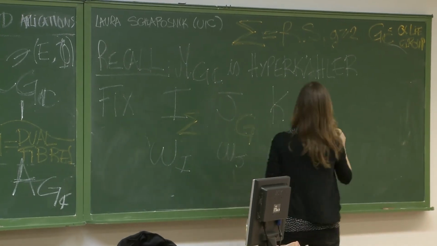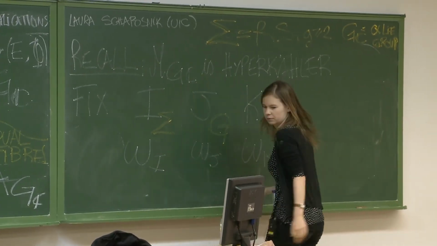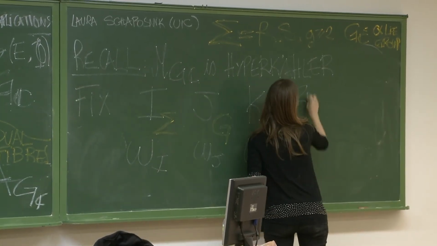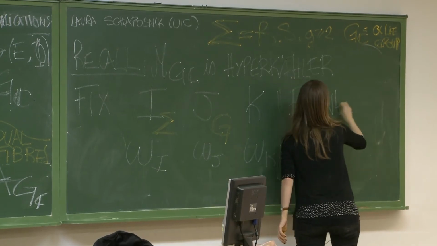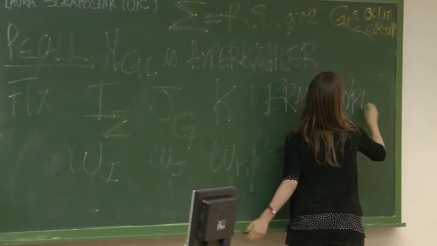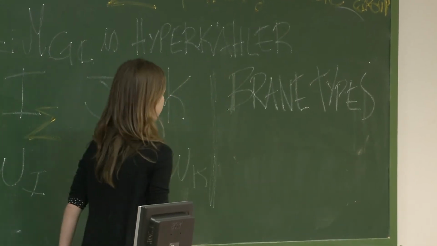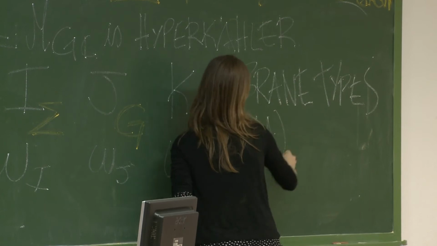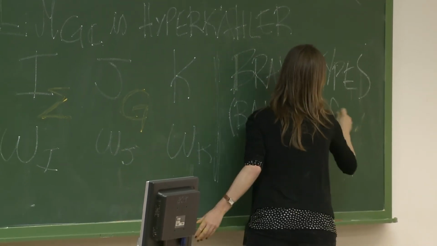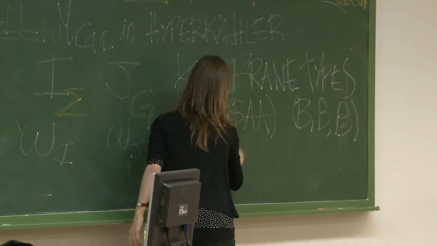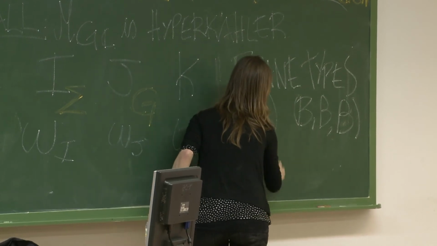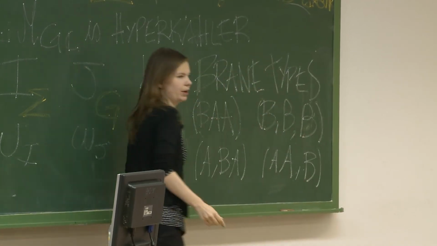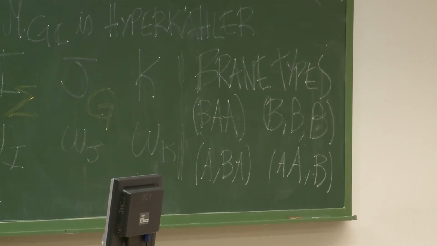So the brane types will be triples of letters, for instance, BBB, BAA, ABA, and AAB. So these are the 4 types of branes that one can have in a hyperkähler moduli space.